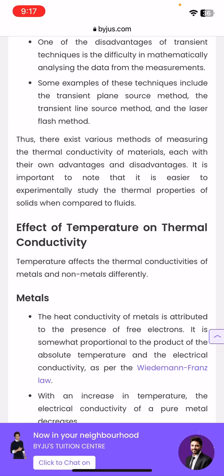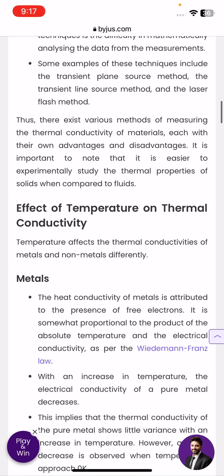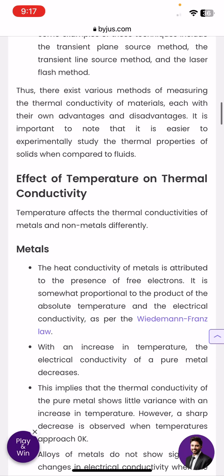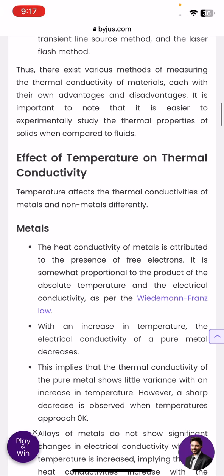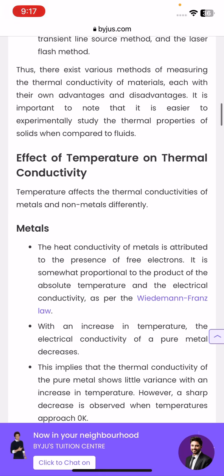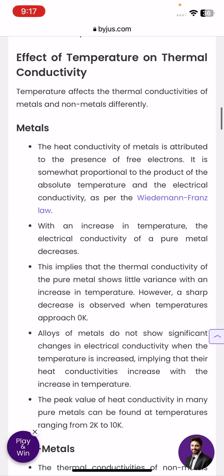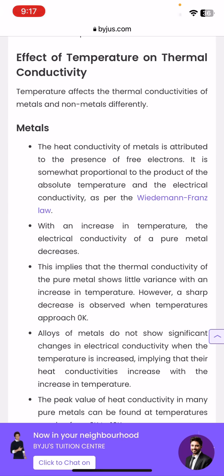It is important to note that it is easier to experimentally study the thermal properties of solids when compared to fluids. Effects of temperature on thermal conductivity. Temperature affects the thermal conductivities of metals and non-metals differently.